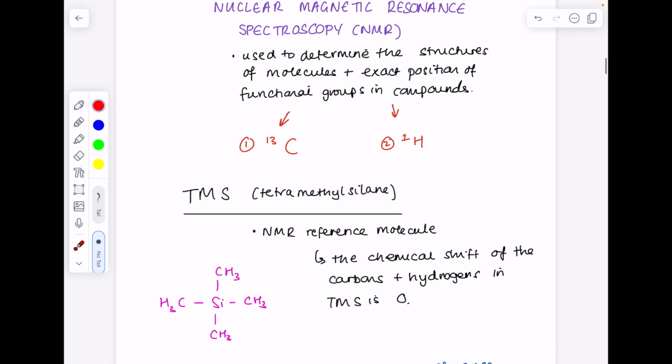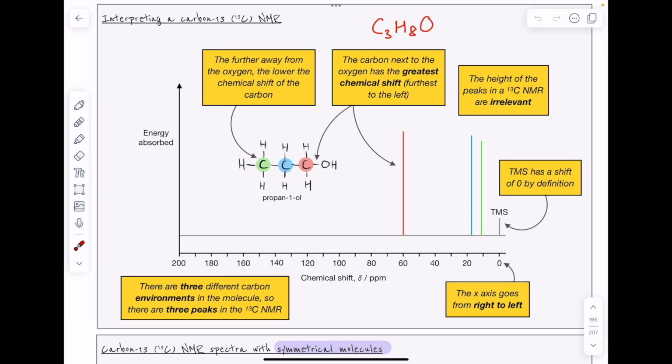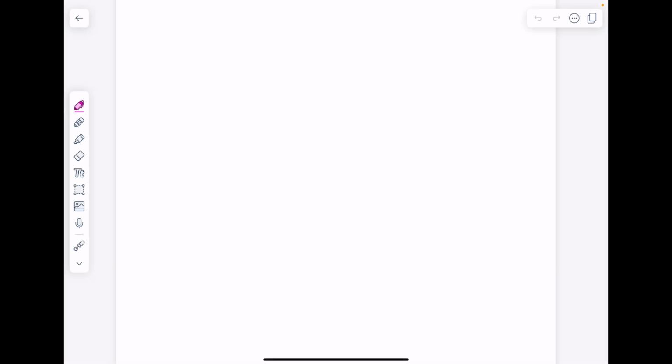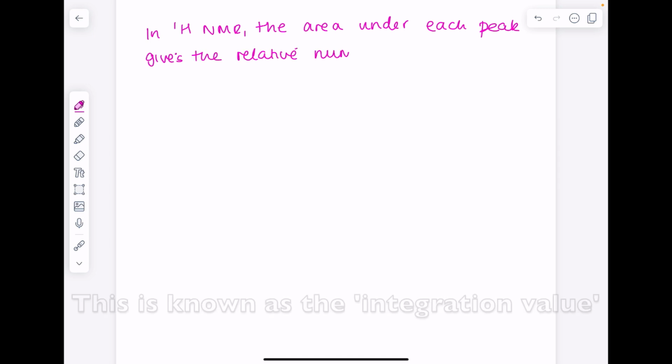As usual, we're using the reference molecule tetramethylsilane. You can see its structure here. This is the reference molecule, and when we compare the chemical shift of the carbons and hydrogens present in other functional groups, we'll always be comparing them to the TMS because by definition it has zero chemical shift. Now previously in carbon-13 NMR we said that the height of the peaks is totally irrelevant to what we're trying to find out. With proton NMR, by stark contrast, the area under each peak is incredibly important because it gives the relative number of hydrogen atoms in each environment.